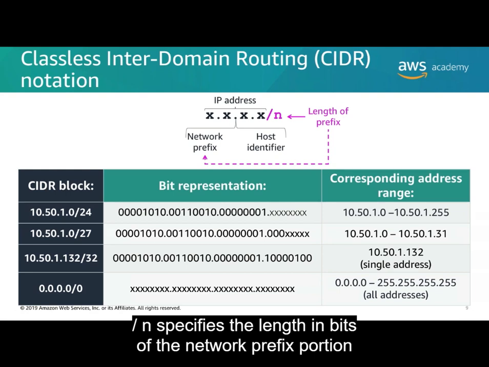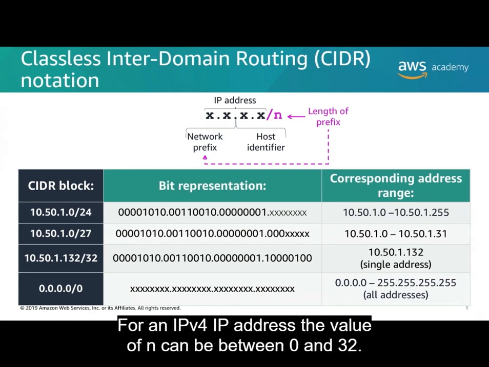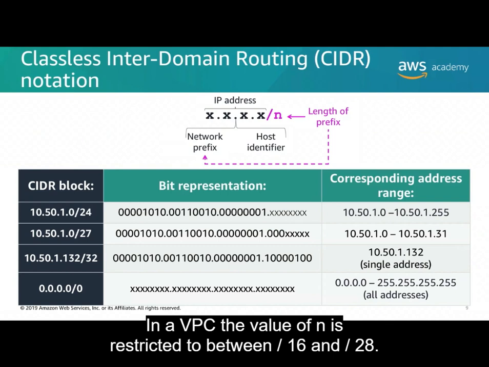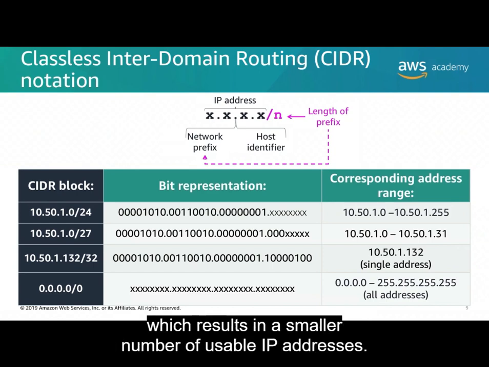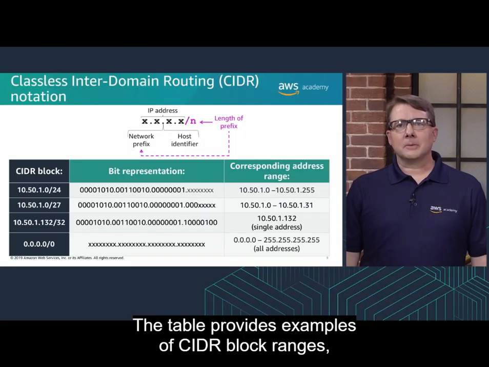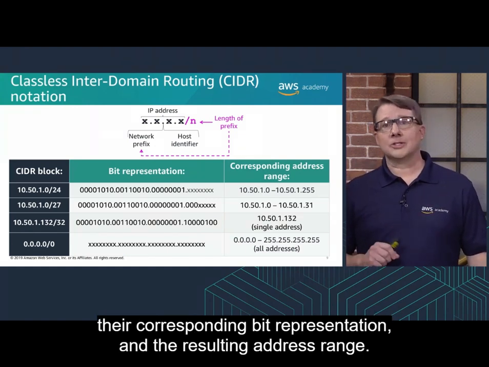/n specifies the length in bits of the network prefix portion of the IP address, starting from the leftmost bit. For an IPv4 IP address, the value of n can be between 0 and 32. In a VPC, the value of n is restricted to between /16 and /28. In general, the larger the value of n, the smaller the range size becomes, which results in a smaller number of usable IP addresses. The table provides examples of CIDR block ranges, their corresponding bit representation, and their resulting address range.